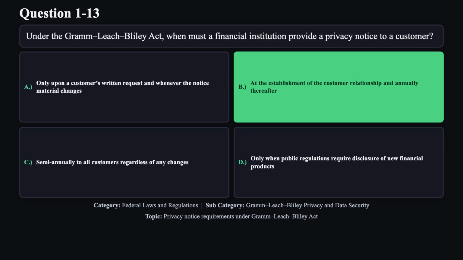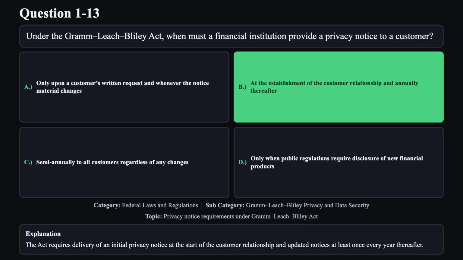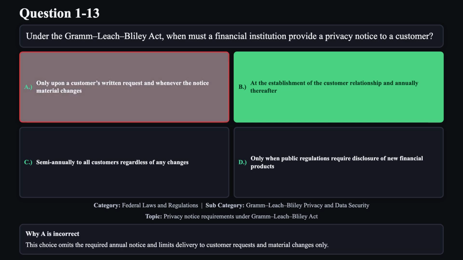The correct answer is B. The Act requires delivery of an initial privacy notice at the start of the customer relationship and updated notices at least once every year thereafter. Reason A is not correct. This choice omits the required annual notice and limits delivery to customer requests and material changes only.